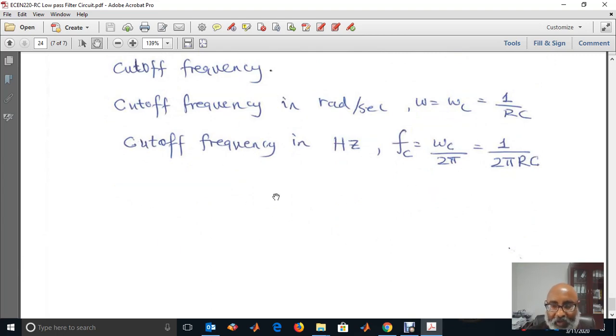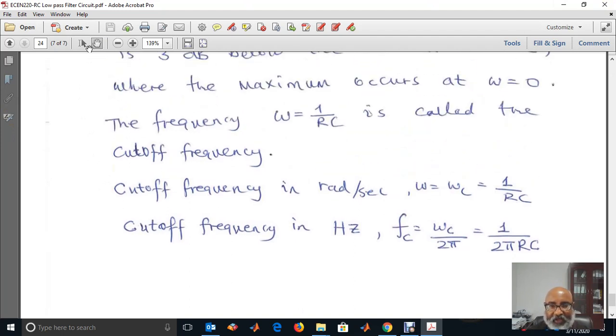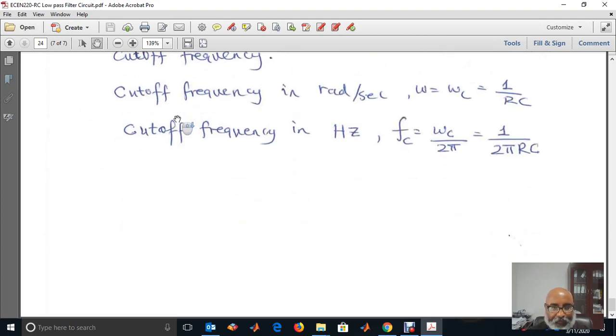I hope you understand the simple RC low pass filter and how we derived the frequency response, the impulse response, and the step response.